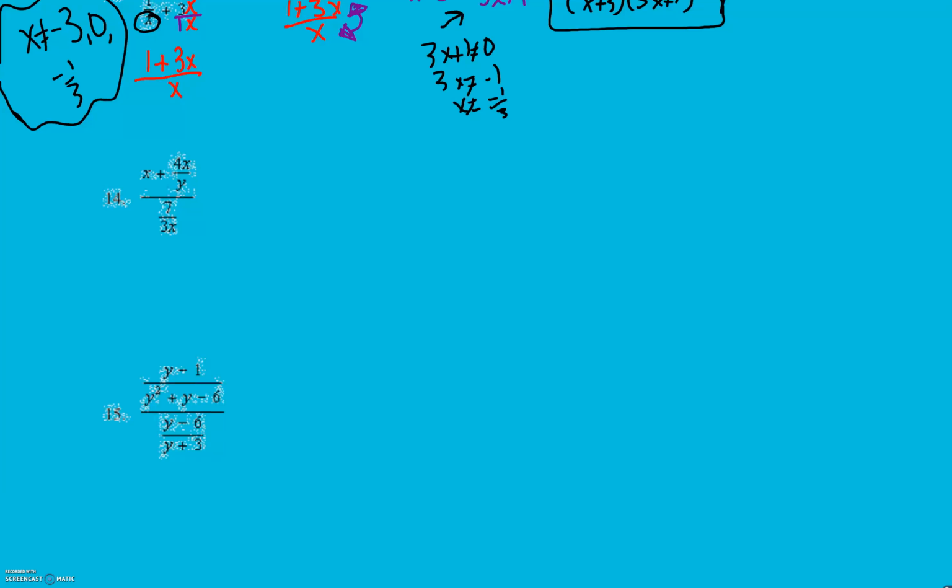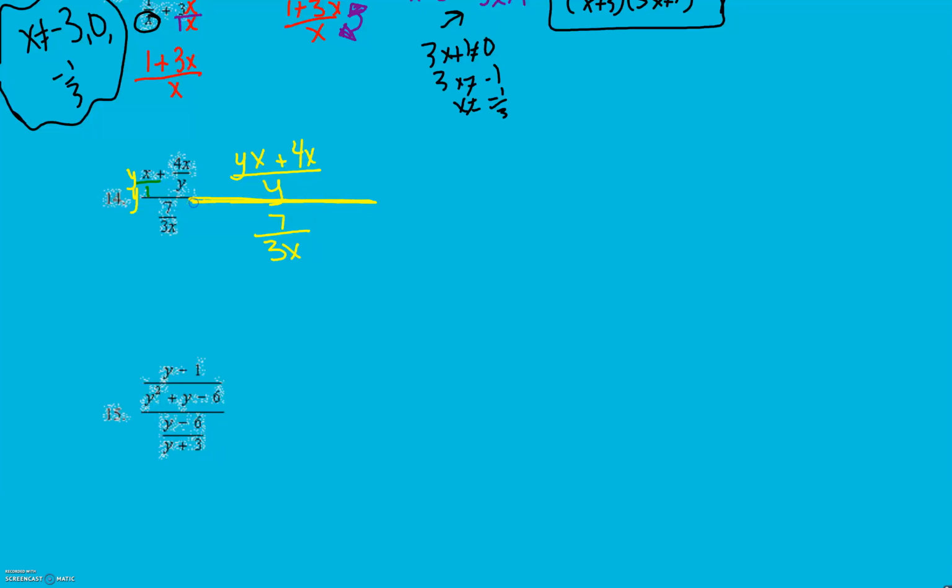Same idea here for 14. Simplify your numerator, simplify your denominator, then divide. So common denominator here right now, I have x over 1. So between 1 and y, it's a y. Multiply my second by y in the denominator, which means I do in the numerator as well. So right now, I have yx plus 4x over y all over 7 over 3x.